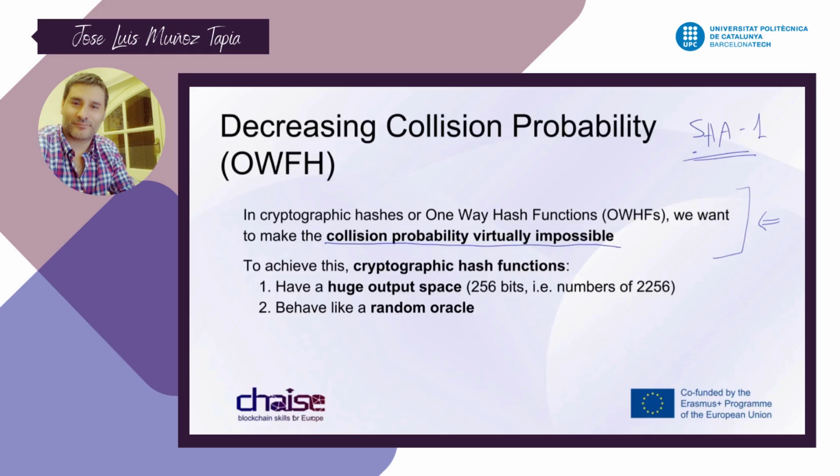To achieve this, I need a cryptographic hash function, and the first thing that I need is a huge output space. Okay, the output space is not 10,000 or something like that. It's incredibly huge. The output of real hash functions is not expressed in decimal digits. It's expressed in bits. The most typically used one now is SHA-256. It's a hash function that takes a variable input and outputs just 256 bits. Okay, 256 zeros and ones. So this is a huge number.